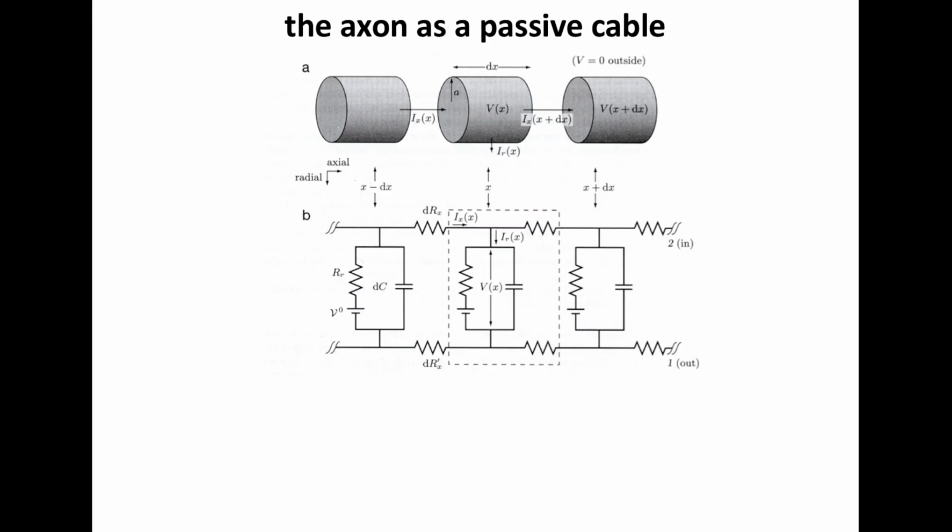Now those little pieces, for example in this dashed box, are connected through the cytosol, which is characterized by an internal resistance dr and also an outside resistance, where we assume that the outside resistance, because the axon is lying in a very big volume, is 0.